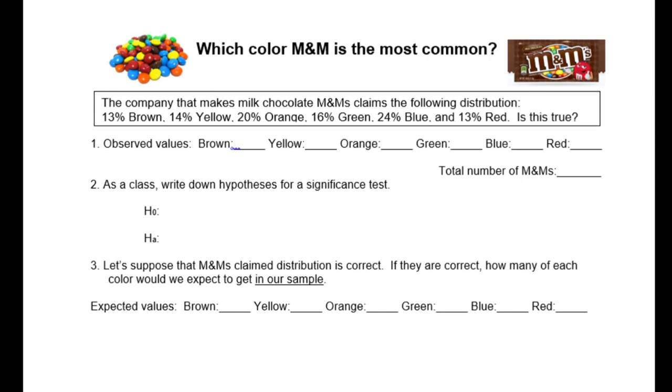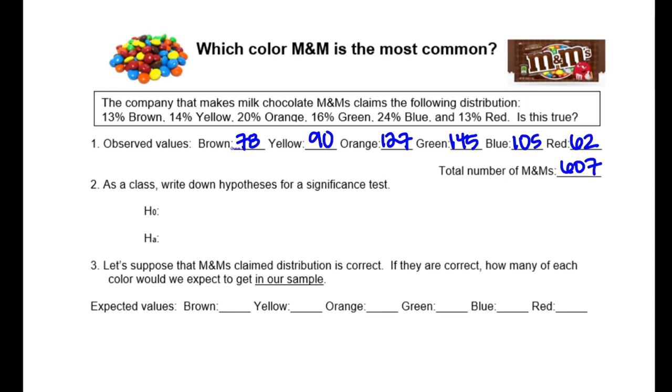So first of all, I'll show you what we got when I did this before. We had 78 browns, 90 yellows, 127 orange, 145 green, 105 blue, and 62 red for a total of 607 M&Ms. So this is our sample size.